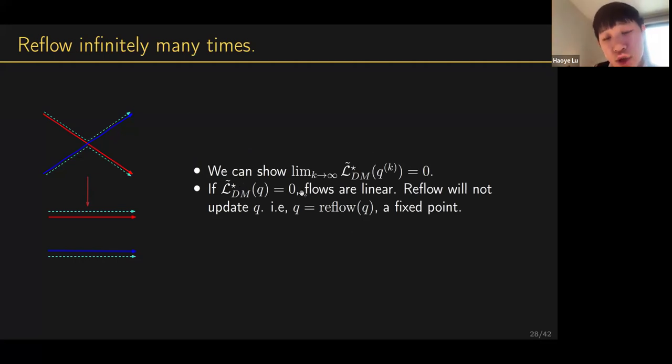In particular, we can show that if we do infinitely many reflows, then we can push that global curvature measure to be 0. And in this case, since at each point there's no curvature, the flows will become linear, and the flow will stop updating the coupling Q. That basically means Q becomes a fixed point. And the toy example basically shows this fact clearly. If we have already ended with this coupling, no matter how many times we do reflow, nothing will change.